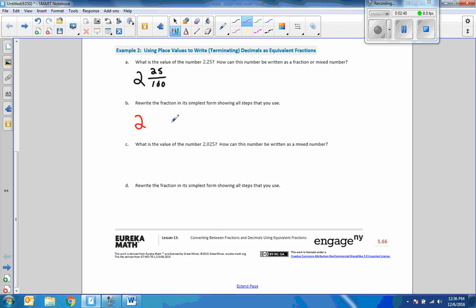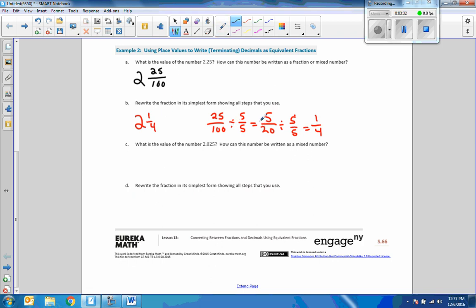I'll just leave the 2 as is for now, and we'll come back to it. I'll put 25 over 100 over here, and I want to reduce it. So I'm going to divide the top and bottom by the same number. It has to be done by the same number to reduce it, so I'm going to divide the top and the bottom by 5. 25 divided by 5 is 5, and 100 divided by 5 is 20. I'm showing this because we want to get it down to the most basic form, so we can do it again. Divide by 5 a second time. 5 divided by 5 is 1, and 20 divided by 5 is 4. So it's 2 and 1 quarter.